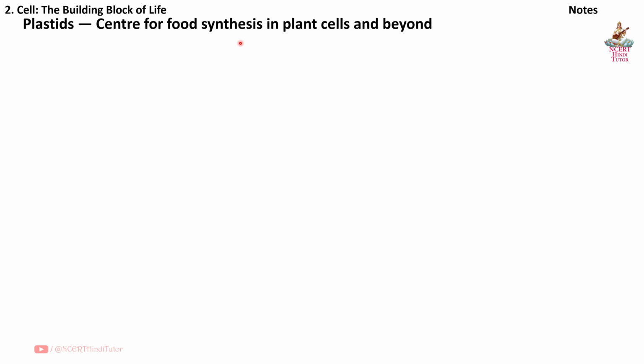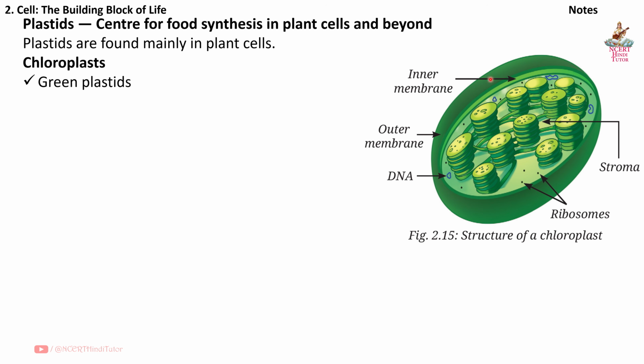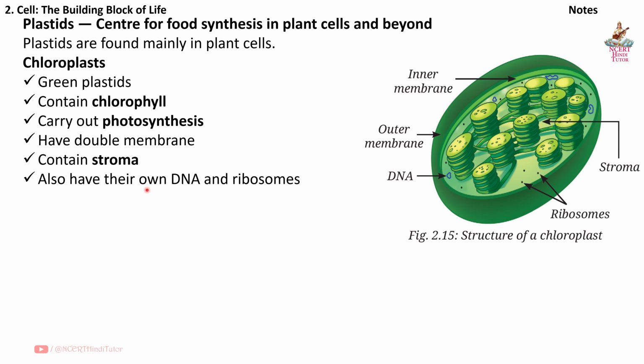Plastids, center for food synthesis in plant cells and beyond. Plastids are found mainly in plant cells. Chloroplast. So friends, this is the diagram, structure of a chloroplast. This is the inner membrane, this is outer membrane, this is DNA. These are the ribosomes and this is stroma. Green plastids contain chlorophyll, carry out photosynthesis, have double membrane, contain stroma, and also have their own DNA and ribosomes.